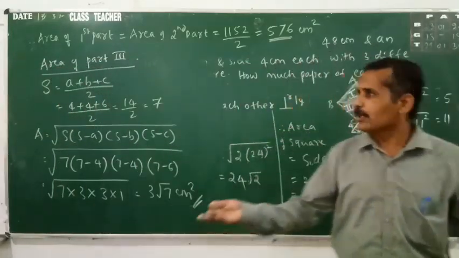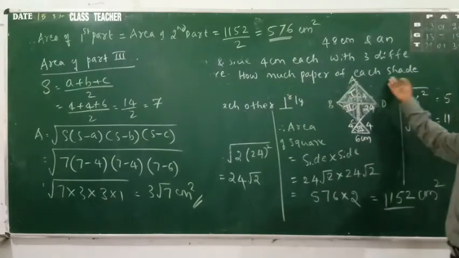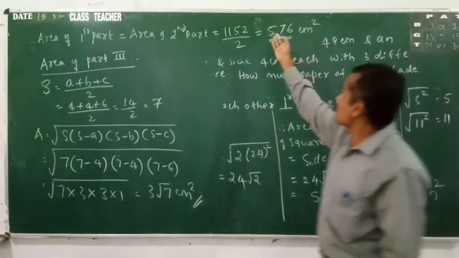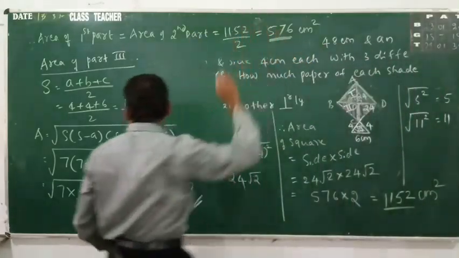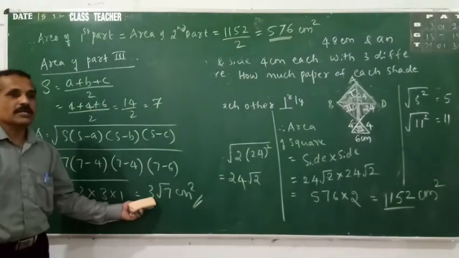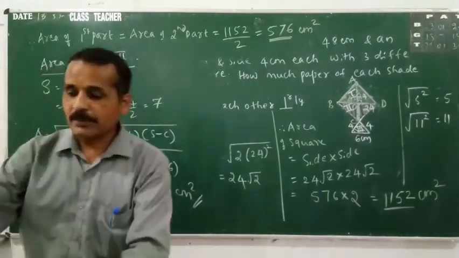They did not ask you the total. They asked you how much paper is used for each sheet. So part 1 has this much area, part 2 has this much area, and part 3 has this much area. That is the end of the problem.